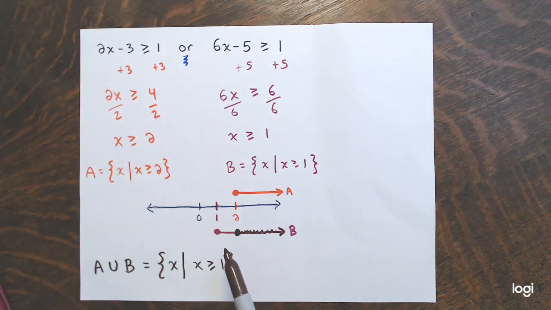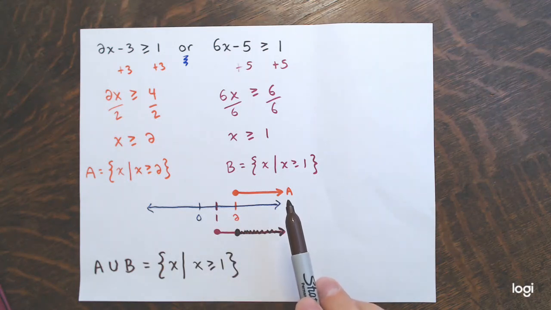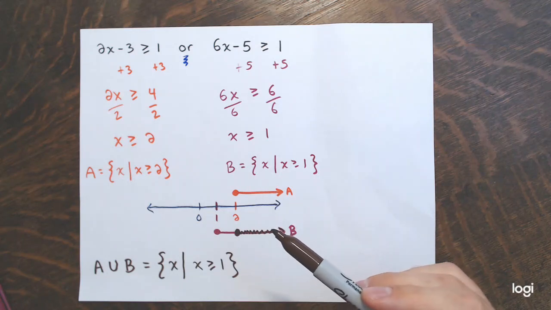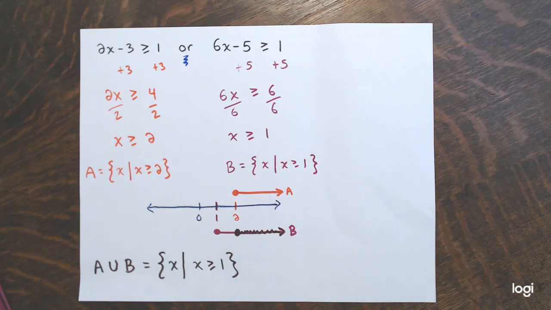Right? Because look, all the numbers greater than or equal to 1, these are in B, and all of these are in both. So all these numbers here belong to the union of A and B, right? Because they're either in A or in B or in both. So I don't need anything with the word or here, right? If they're pointing in the same direction, then there should be some overlap and you can kind of lump one set into the other. I hope that makes sense.